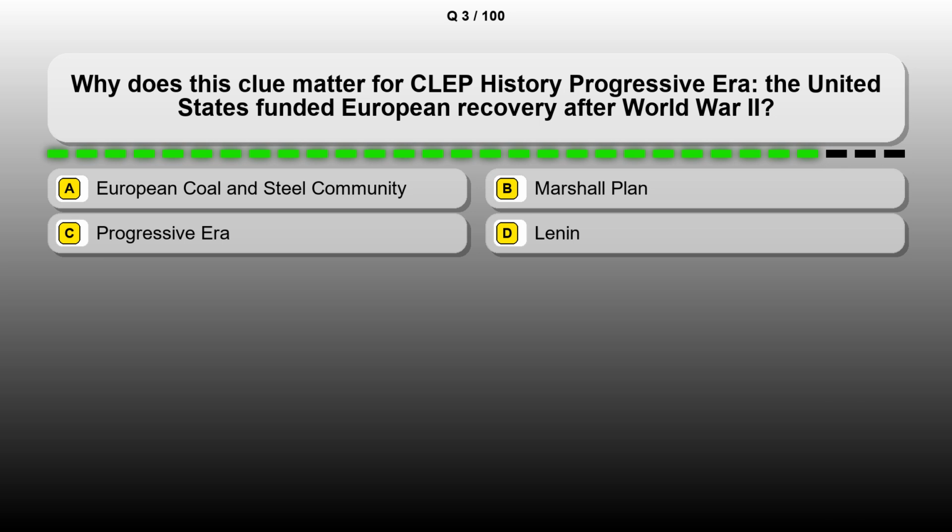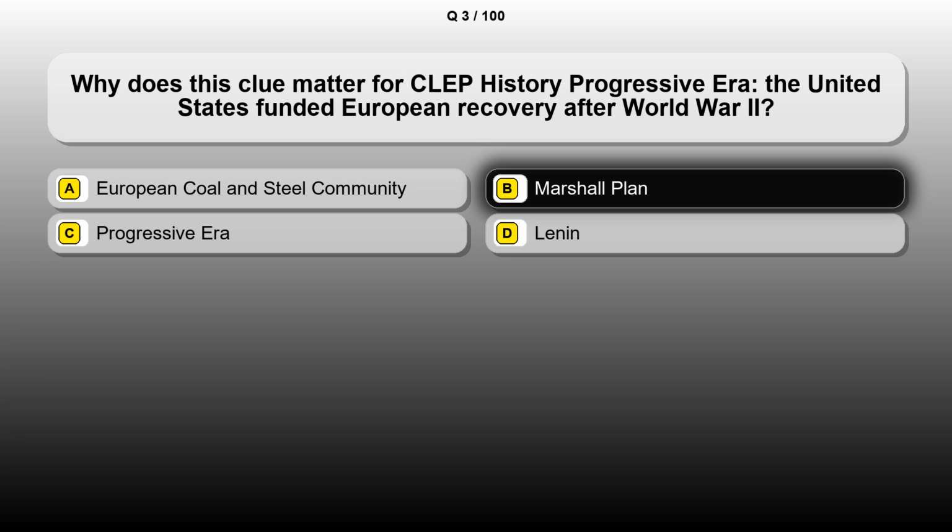Question 3. Why does this clue matter for CLEP History Progressive Era? The United States funded European recovery after World War II. Option A, European Coal and Steel Community. Option B, Marshall Plan. Option C, Progressive Era. Option D, Lenin.